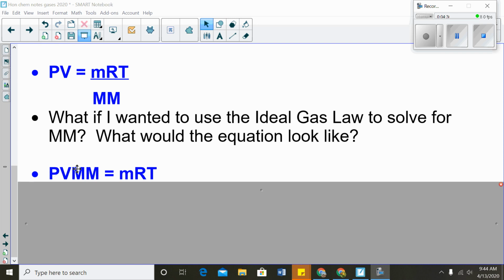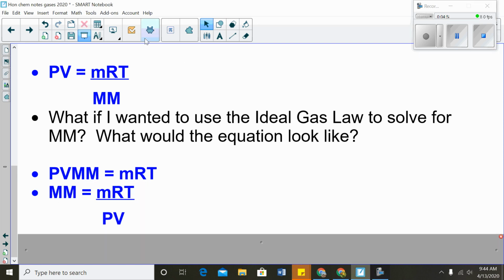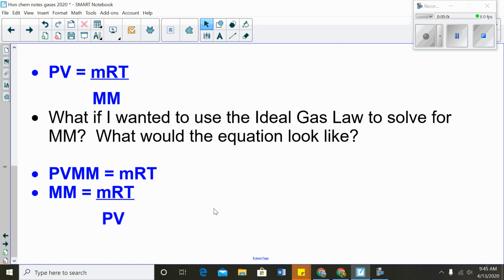So PV, capital M, equals MRT. So I didn't touch this. But now MM is not by itself, so I need to get it by itself with one more step. So how to do that now? MM is now being multiplied by P and V, so to get rid of it, I need to divide. So here is how you would rearrange your ideal gas law to be able to solve for molar mass.